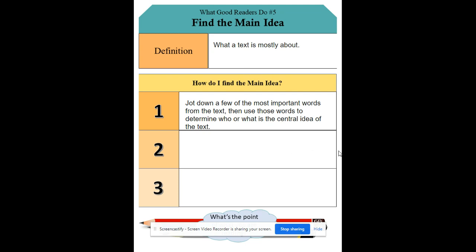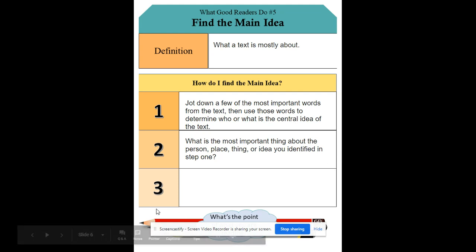So now that I have that list, I'm going to look at, what is the most important thing about the person, place, or thing or idea that we identified in step 1. So I'm going to look at this, and I'm going to say tortoise wins the race, and then the race is between the hare and the tortoise. Those are probably the biggest ideas and the most important parts of what the story is about.